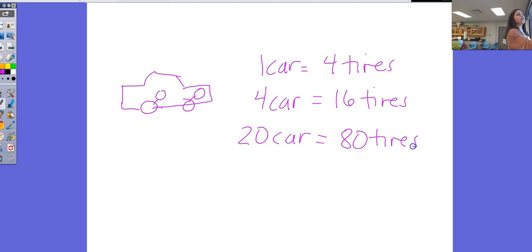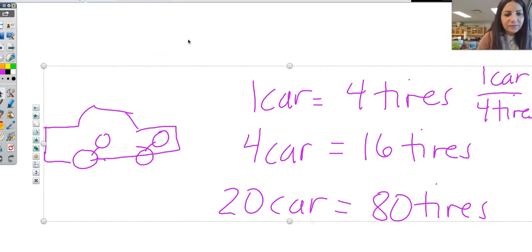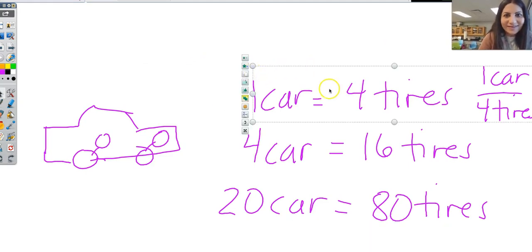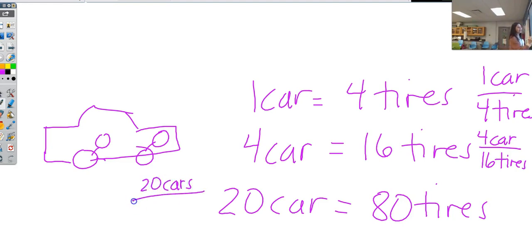And so what you basically do, and the way that this can actually be written, is instead of writing it this way, I can say 1 car is 4 tires, and I can flip it, okay? I'll try to make a little more room on this. Let's see if I can just move it. Oh, it's not letting me move it. That's okay. Okay, so then if I have 4 cars, we said that that would be 16 tires. And if I had 20 cars, then that would be 80 tires.